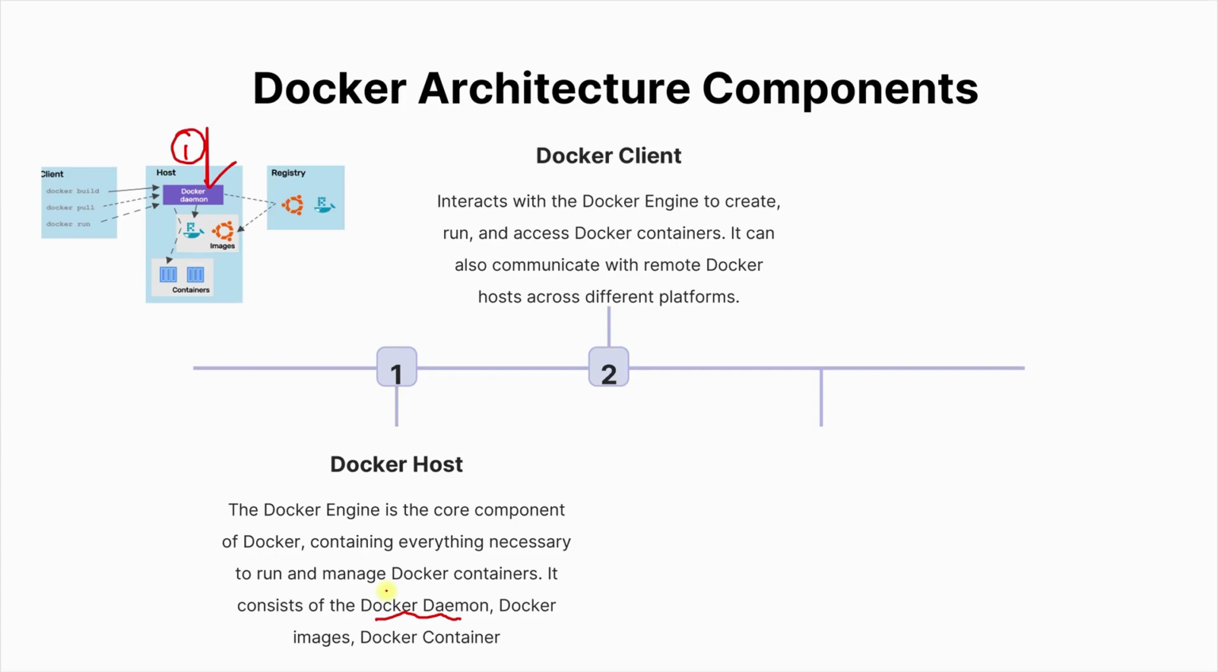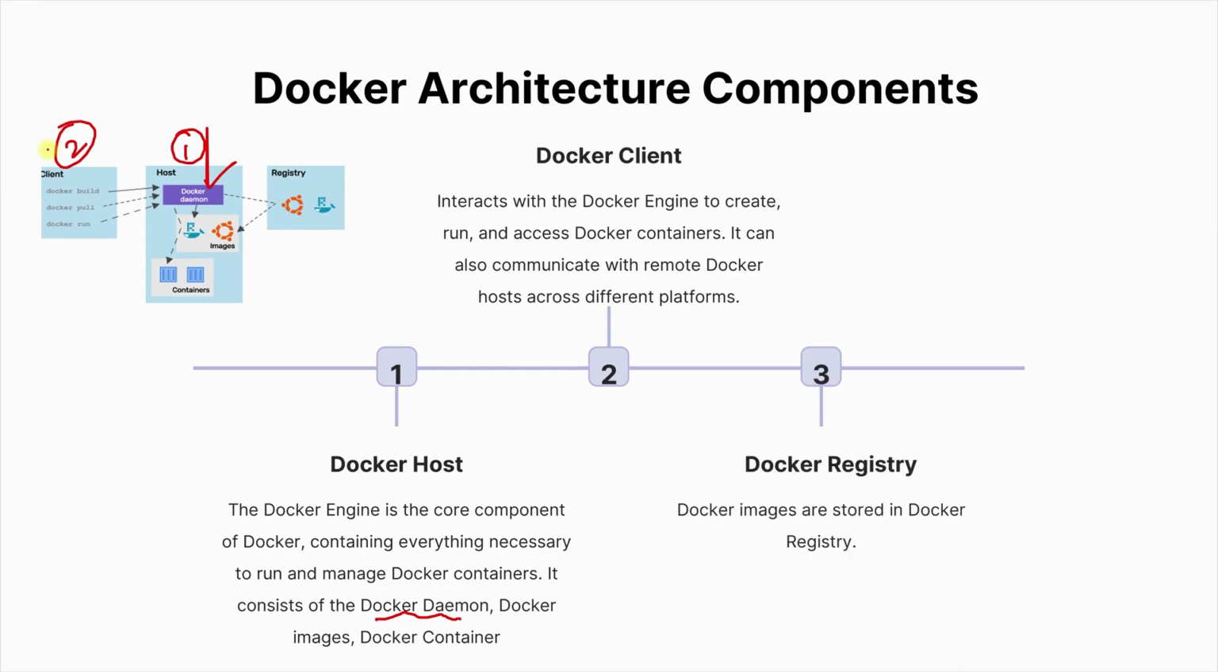Next component we have is the Docker command, which actually interacts with the Docker engine to create, run, or do anything that is needed for the container. It can also communicate with a remote Docker host across different platforms. So what exactly is it? It's the second component, the Docker client. If you went through yesterday's session, where we checked if Docker is installed properly or not through some command, that command line interface you saw is actually the Docker client, where we give the instructions or run Docker commands. So that is our second component.